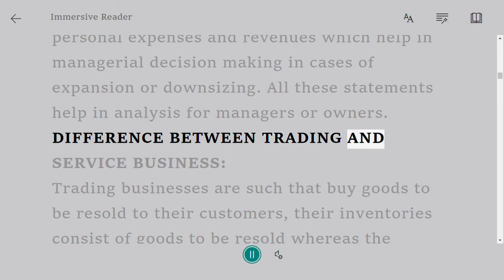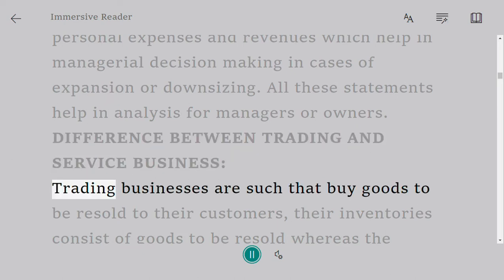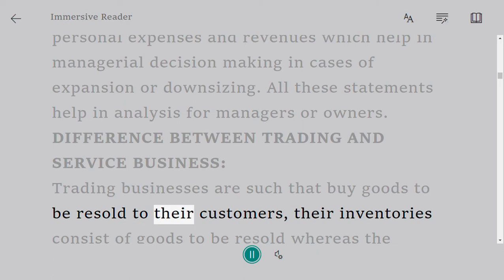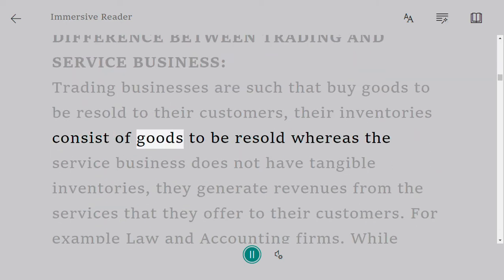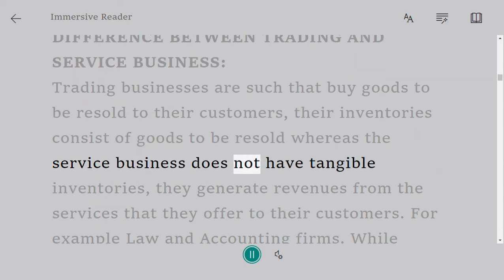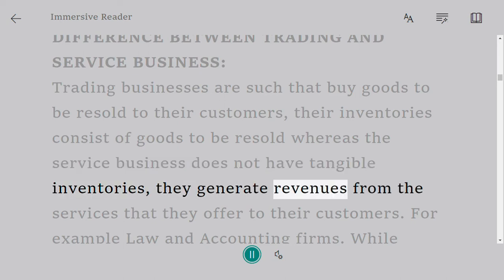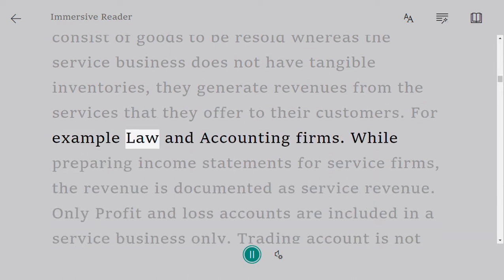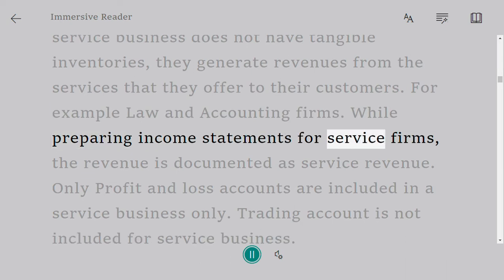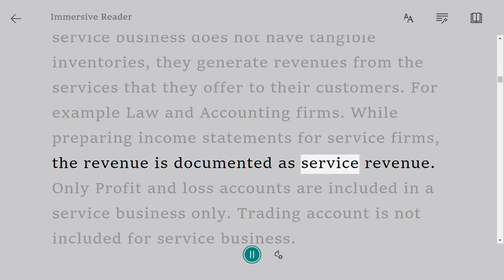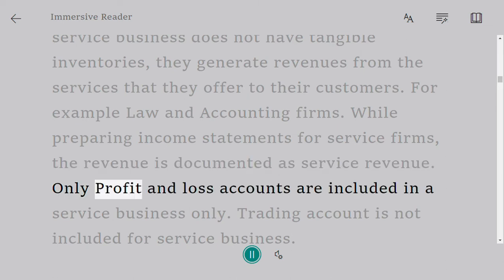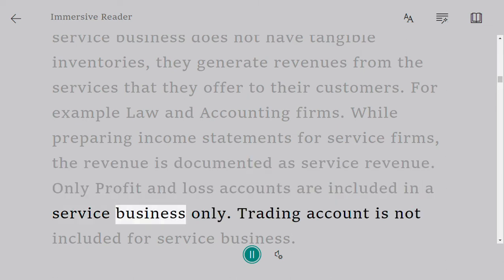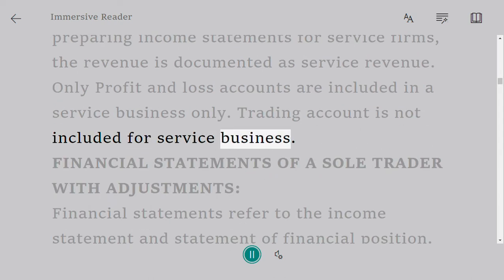Difference between trading and service business. Trading businesses buy goods to be resold to their customers, and their inventories consist of goods to be resold, whereas the service business does not have tangible inventories; they generate revenues from the services that they offer to their customers, for example law and accounting firms. While preparing income statements for service firms, the revenue is documented as service revenue. Only the profit and loss account is included in a service business. The trading account is not included for a service business.